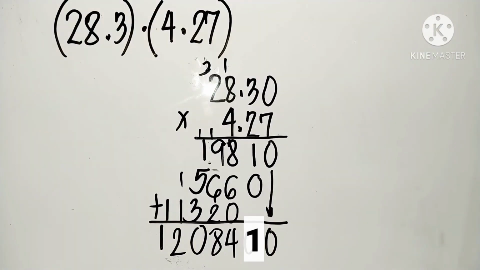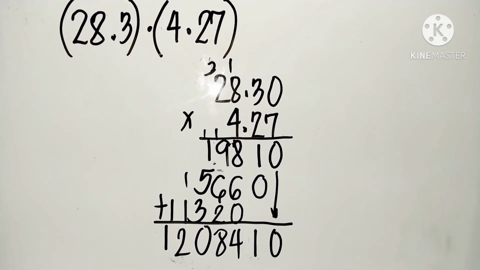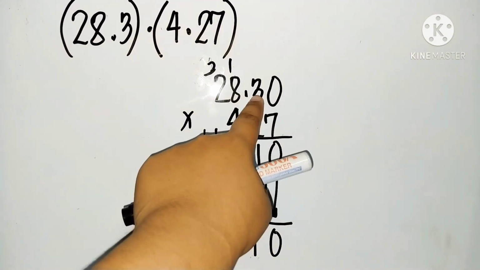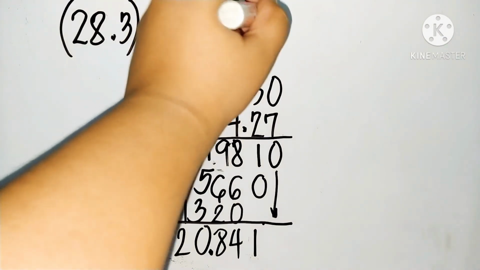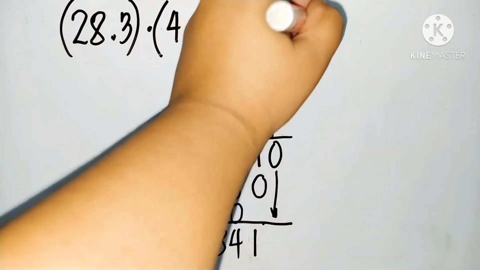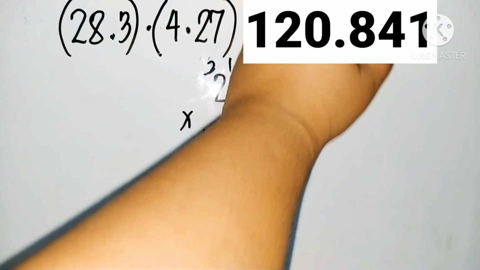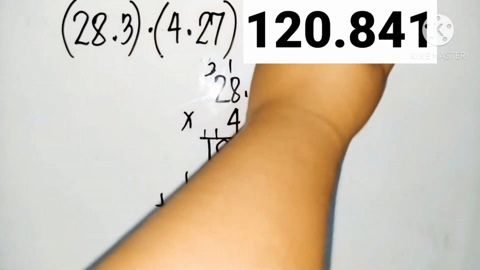So, ano magiging final answer natin? So, bibilang ulit tayo ng decimal point. So, sa case na to, meron tayong 1, 2, 3, 4. So, starting from right, bibilang tayo ng 4. So, 1, 2, 3, 4. Kapag yung nasa dulo ay 0, pwede nyo na siyang hindi isama. So, ibig sabihin, yung magiging final answer natin for this problem is 120 and 841 thousandths. So, ito na po yung ating final answer.